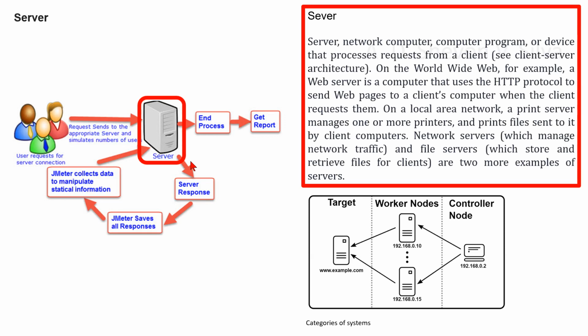In the World Wide Web, for example, a web server is a computer that uses the HTTP protocol to send web pages to a client's computer when the client requests them. On a local area network, a print server manages one or more printers and prints files sent to it by client computers. Network servers, which manage network traffic, and file servers, which store and retrieve files for clients, are two more examples of servers.